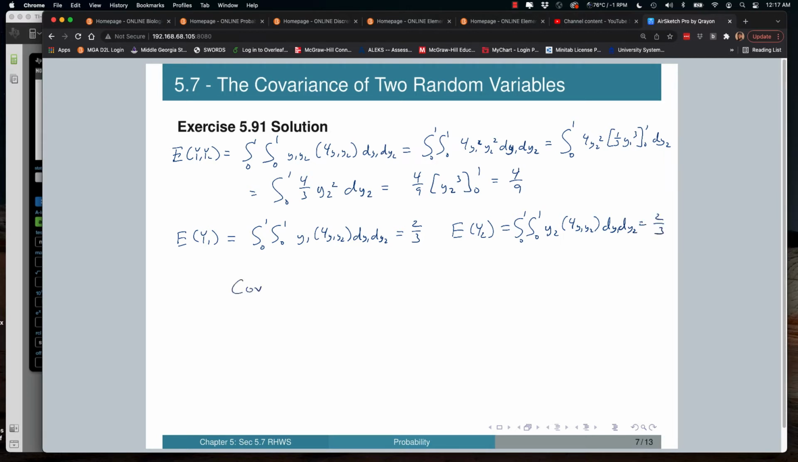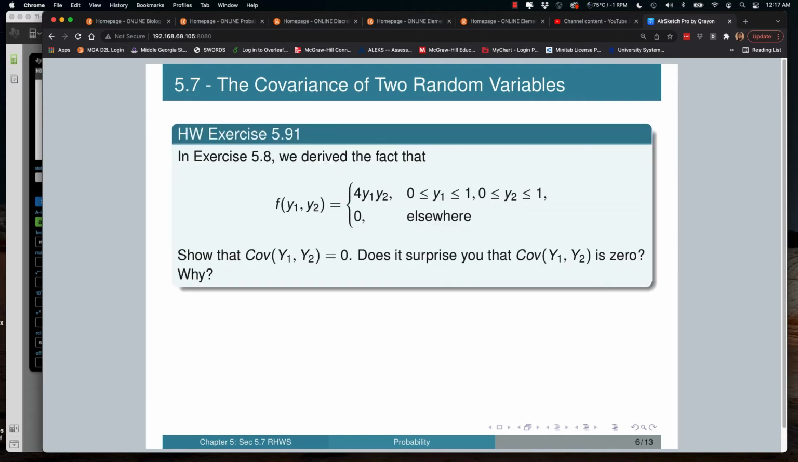So the covariance of y sub 1 and y sub 2 is just equal to 4/9 minus 2/3 times 2/3, which does indeed equal 0. So they asked us if that surprised us. No, it doesn't. If you recall, this is one of the ones from an earlier lecture or homework exercise where we had to show that the function was independent.